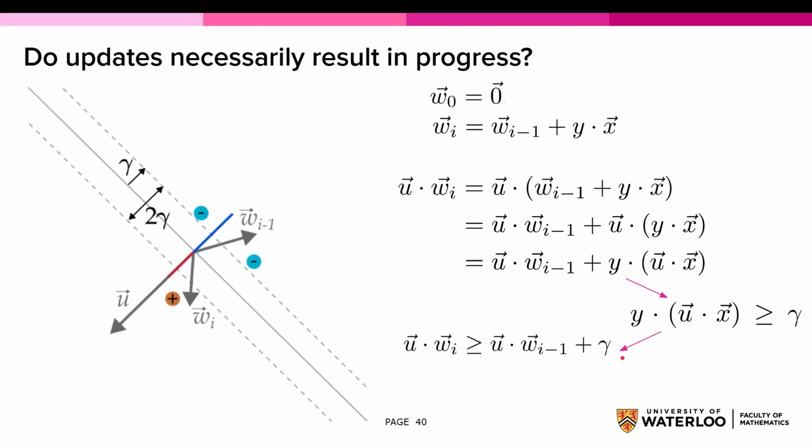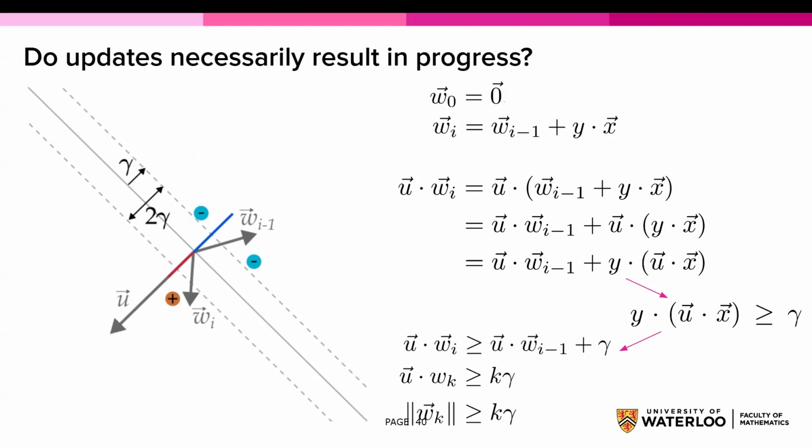So no matter how small the margin is, provided the data is linearly separable, so this oracle exists, we can be totally assured that we'll make consistent progress. And as this is true for each update, by induction, we can go even further and say that after k updates, we'll have made at least k times gamma progress. That is, the projection of the model onto U will be at least U dot WK.